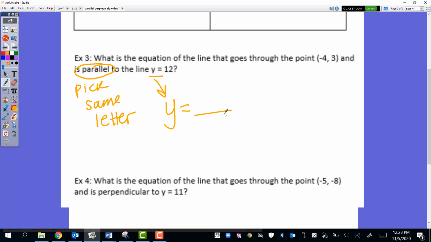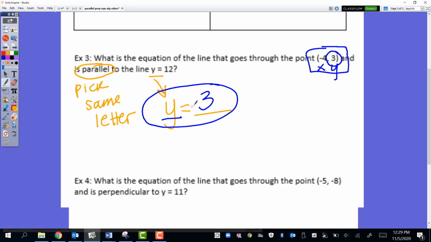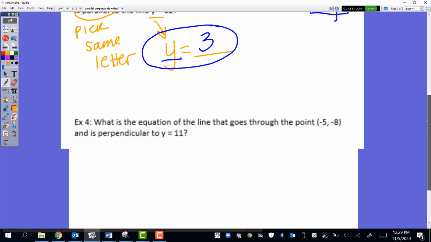Well, what number does it equal? That's why they gave us the point over here. Oh, well, what was the y number in the point? Well, we know the first number is x and the second number is y. So my y is 3. So the equation parallel is going to be y equals 3. Okay? Parallel, pick the same letter.